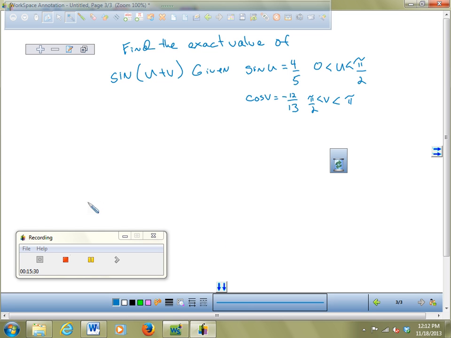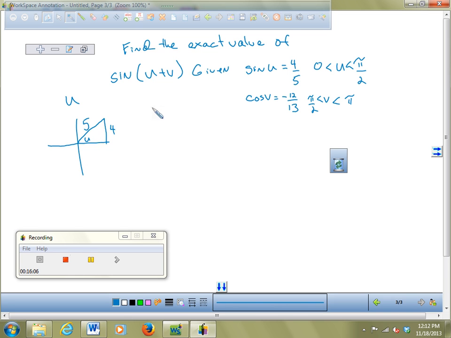Okay? So if you see something like this, which you will, this is how you do it. You have to draw two different pictures. The first thing you do is draw a picture for u, and then a picture for v. So here's u. Which quadrant am I going to be in for this picture? First quadrant, because u is between 0 and pi over 2. So I draw a picture over here. I don't know what my angle is, but I know that this is 4 and that is 5. And this is u right there.